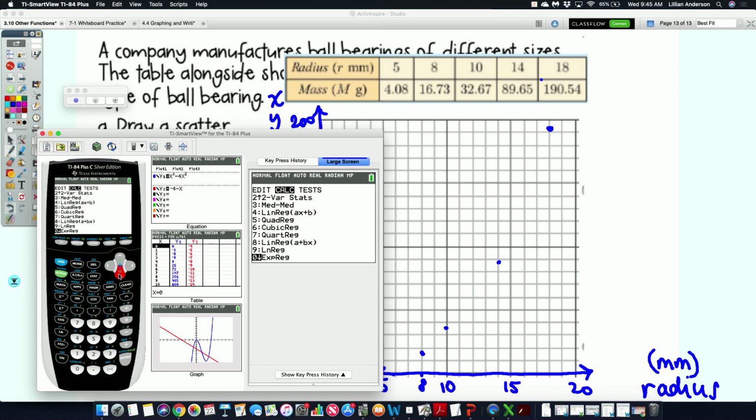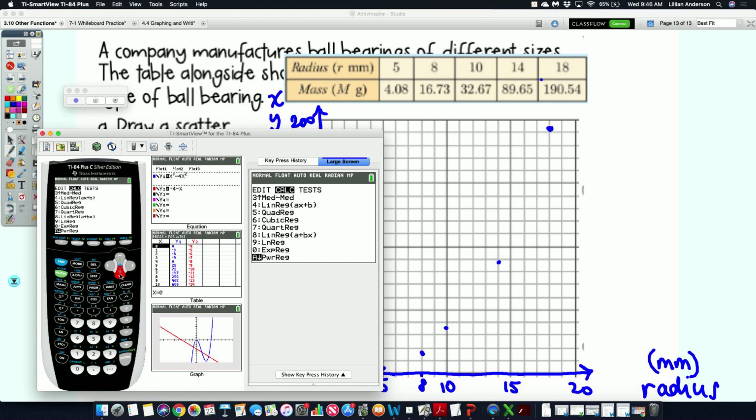You'll see all these other options. Option 5 is a quadratic, 6 is a cubic, 7 is a quartic, 8 is a linear, 9 is a logarithm, 0 is an exponential. The calculator can create each one of these types of equations. But since we're looking for a power model, we want to go all the way down to PwrReg. It's A for me. I don't know if it's for everybody else.